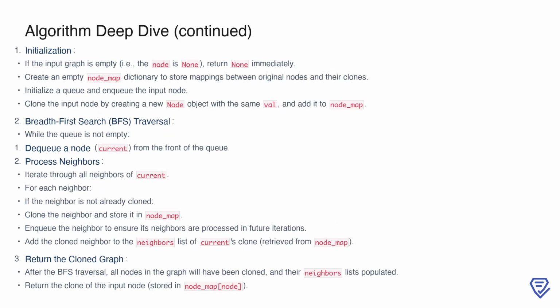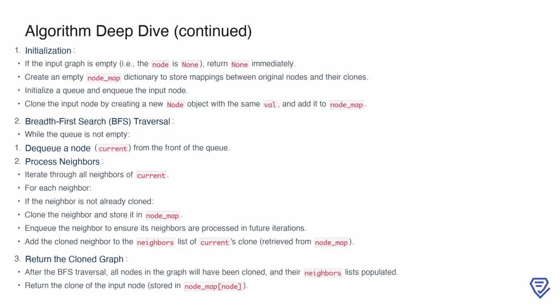To begin, we initialize the algorithm by checking if the input graph is empty. If the input node is None, we immediately return None as there is nothing to clone. Otherwise, we create an empty node_map dictionary to store mappings between original nodes and their clones.